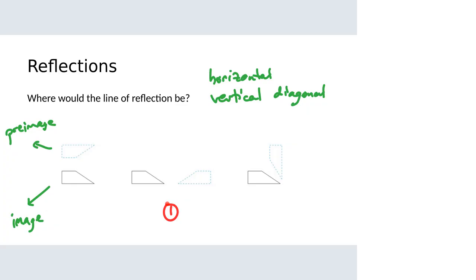Excellent. Sunshine, Nadine. And if anybody's not sure, you let me know. If everybody tells me, that's awesome. We would have a vertical line of reflection right here. That's where I would fold my paper to get this to land on itself.